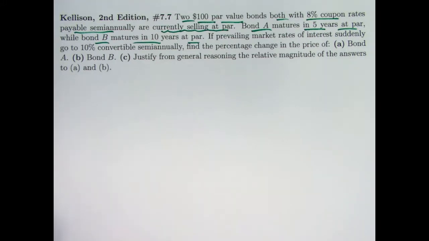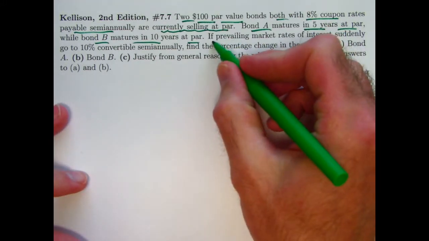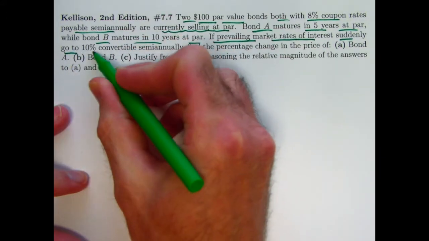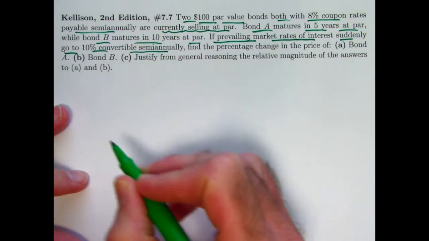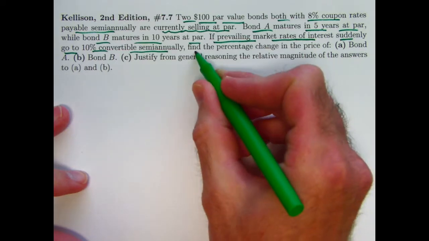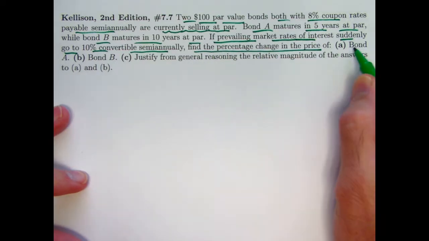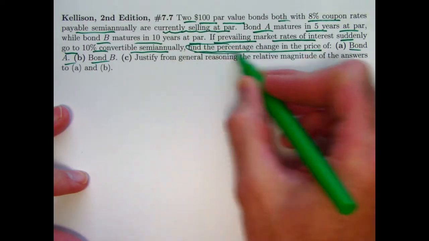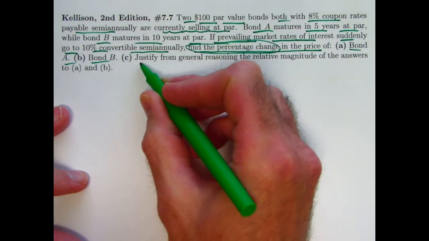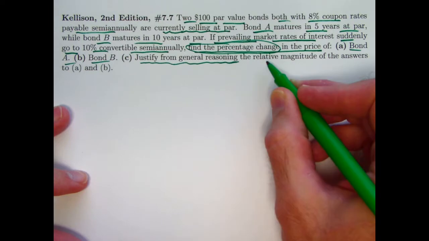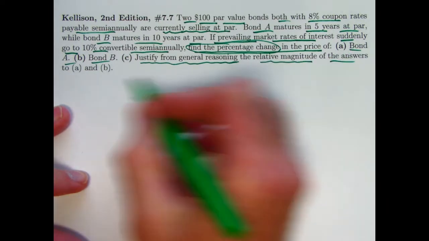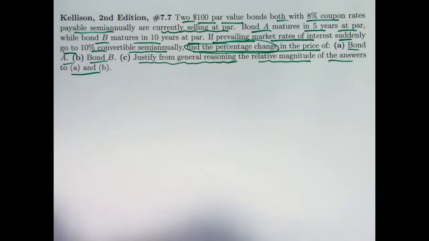That is pretty typical. If prevailing market rates of interest suddenly go to 10% convertible semi-annually, find the percentage change in the price of Bond A and Bond B, and then also justify from general reasoning the relative magnitude, how far from zero the answers are to A and B.